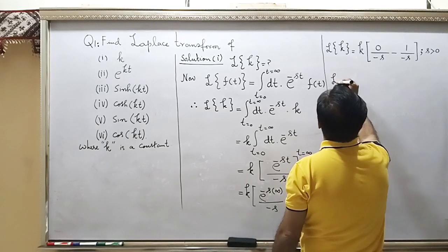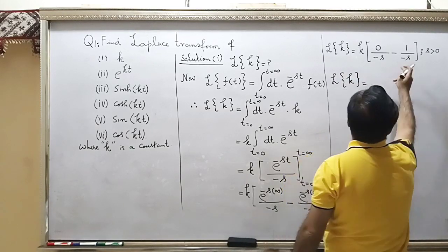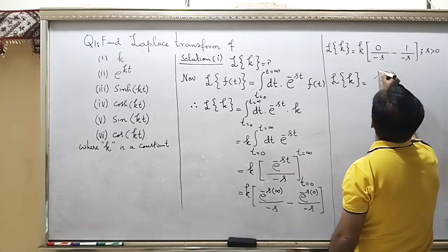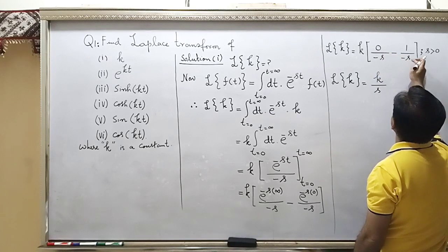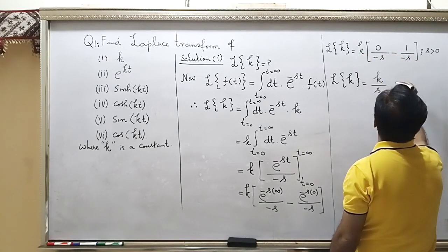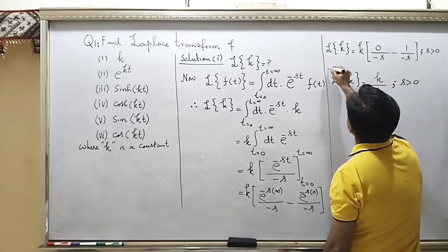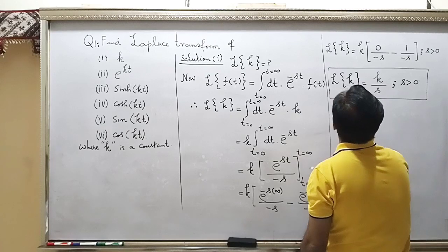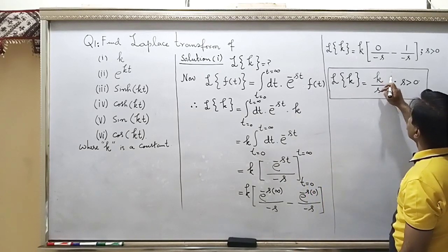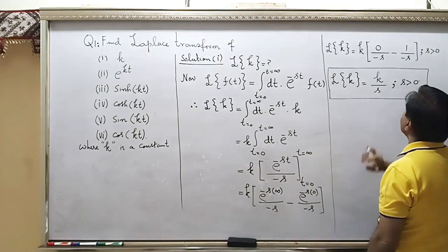Now make a little simplification. So the Laplace transform is, minus minus will make plus, it is k by s. 0 plus 1 over s will be 1 over s, multiplied by k. And you have the condition that s is greater than 0. This is the Laplace transform. Look, this is a function of s. It's a new function of a new variable, right?